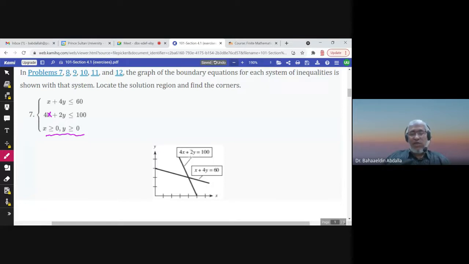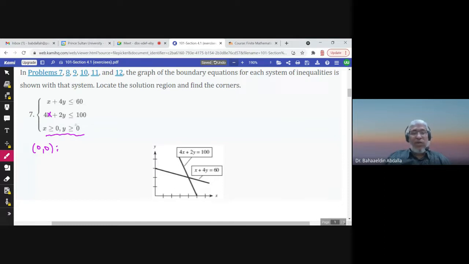All right, now this is the line for x plus 2y less than or equal to 100. That's the graph of this line. And x plus 4y equals 60. This is the graph of this line. Okay, to find out where the region is, I need to choose a test point. For example, (0, 0) belongs to one of the halves. And let me check the first line, x plus 4y equals 60.